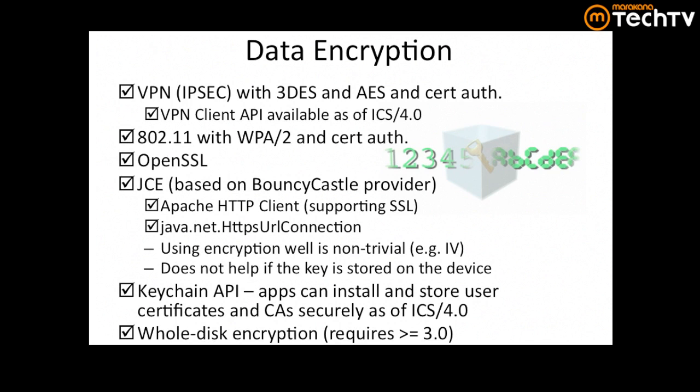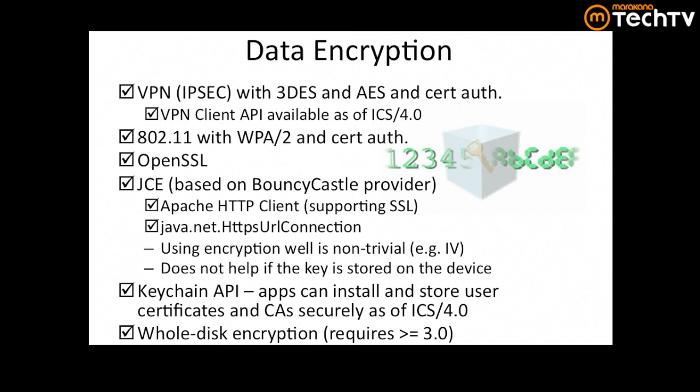Now, in terms of data encryption, what do we have today? We have VPN built in with IPsec and triple DES and AES encryption, including certificate authentication. In Ice Cream Sandwich, Google added support for a VPN API, so custom VPN clients can be provided through an app install. You don't have to create a custom ROM just to get a VPN client that's compatible with your enterprise's VPN system. We also have 802.11, of course, that supports WPA2 with both password as well as certificate authentication.